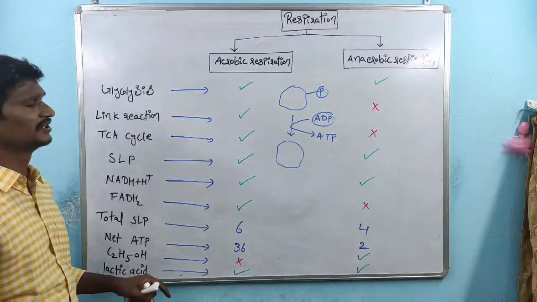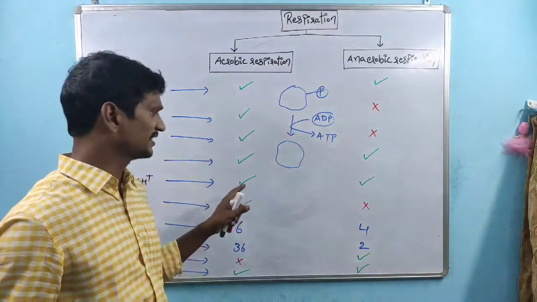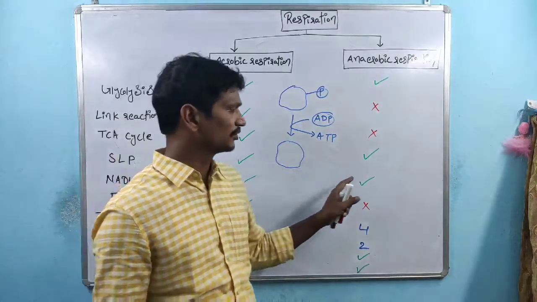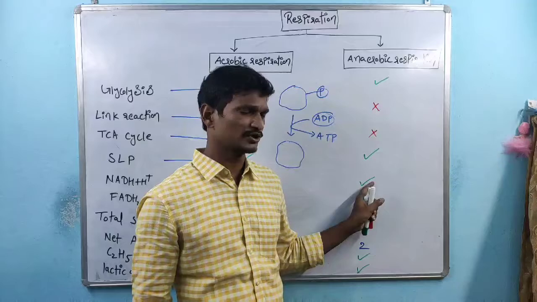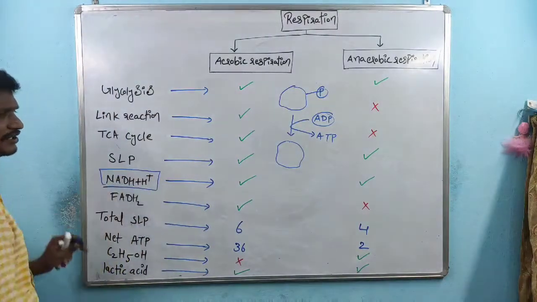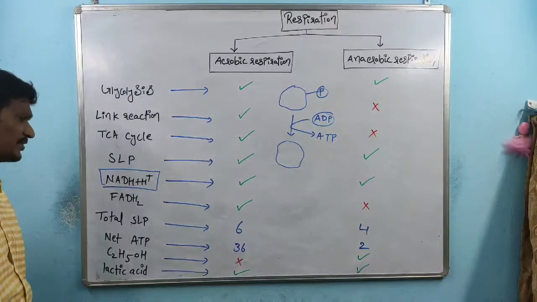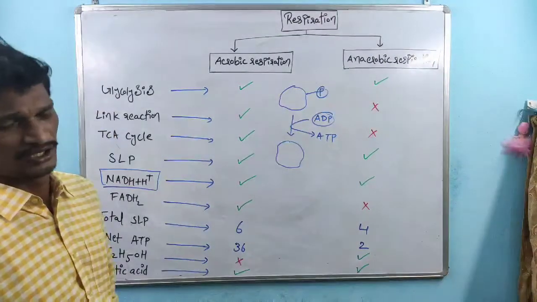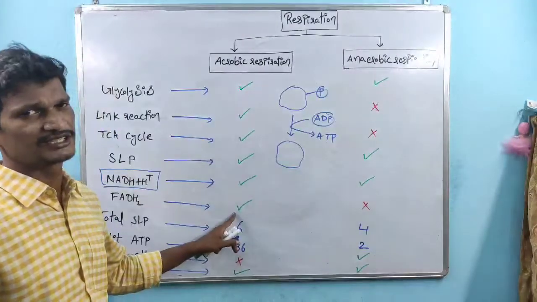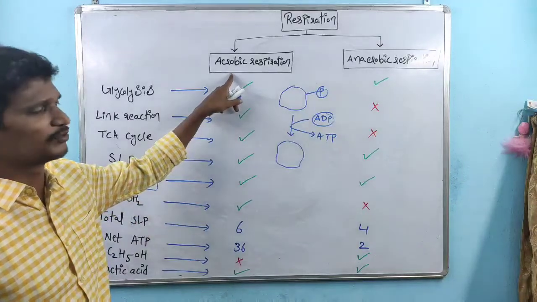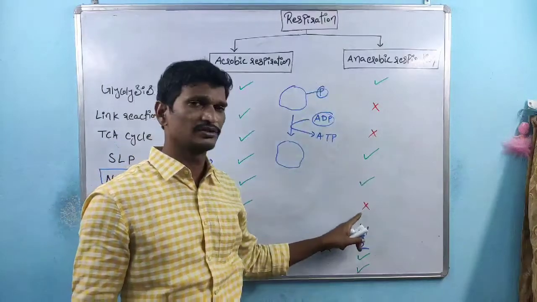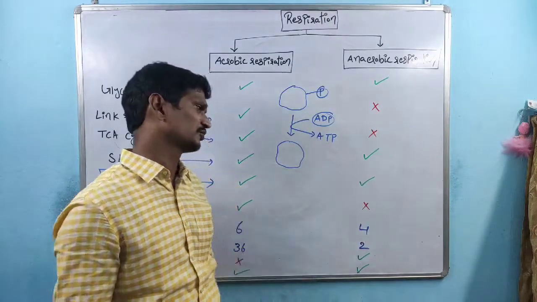NADH plus H plus production. We already discussed that in the TCA cycle, NADH plus H plus production takes place. In glycolysis, NADH plus H plus production also takes place. So in both aerobic and anaerobic, NADH plus H plus production takes place. Right? Next one, FADH2. FADH2 is a component that is only produced in the TCA cycle. The TCA cycle only takes place in aerobic respiration. So in anaerobic respiration, there is no production of FADH2, right?